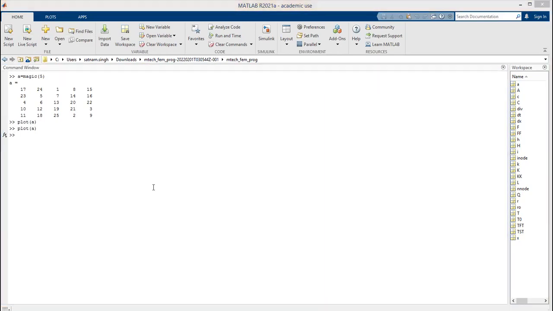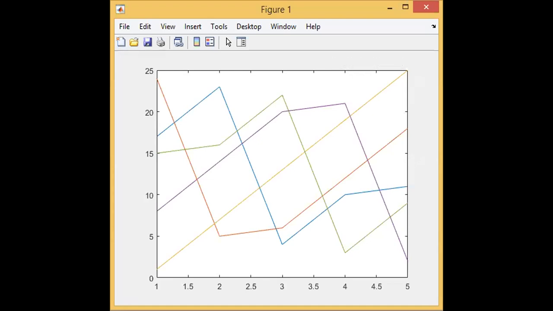So these are the 5 lines. Okay. So the first column corresponds to 17, 23, 4, 10, and 14. So the first curve has been plotted in blue. That is 17 over here, 23, and so on. Okay. The plotting is being done column wise. Okay, so this is how it is being done.